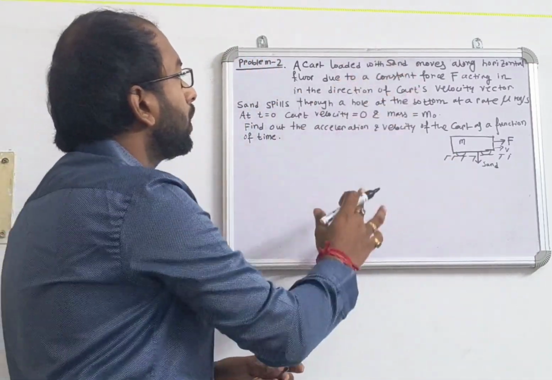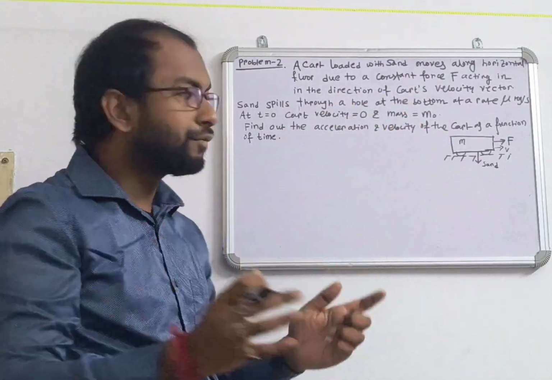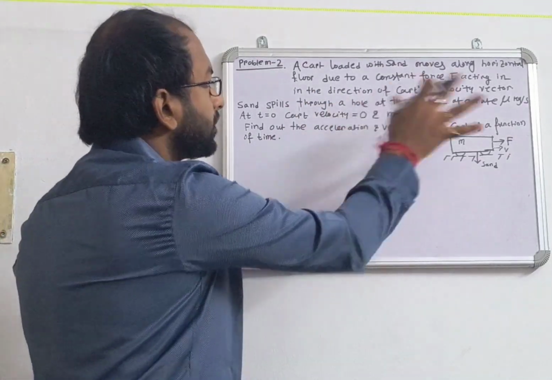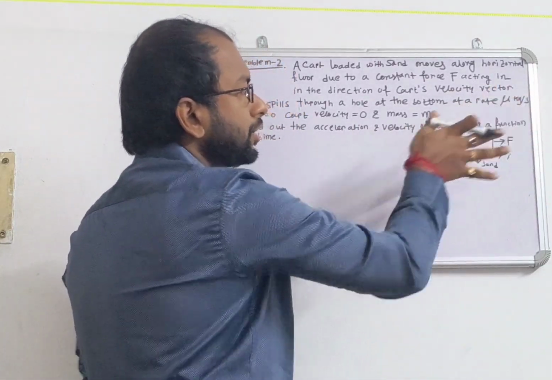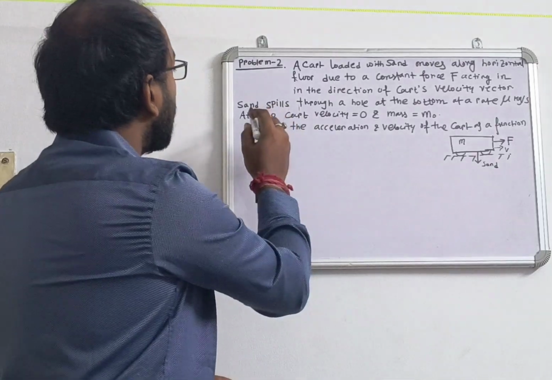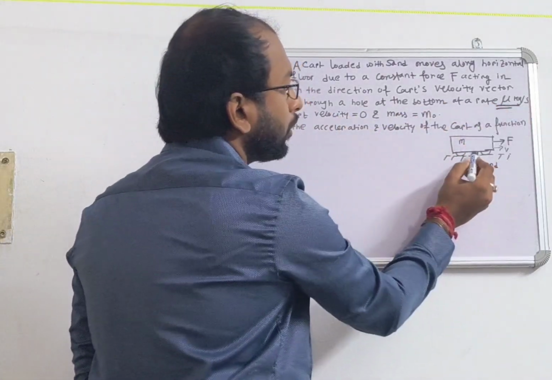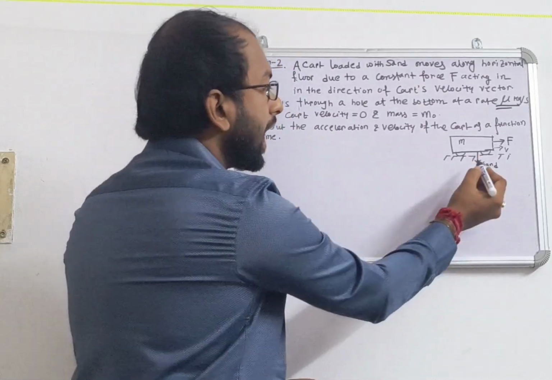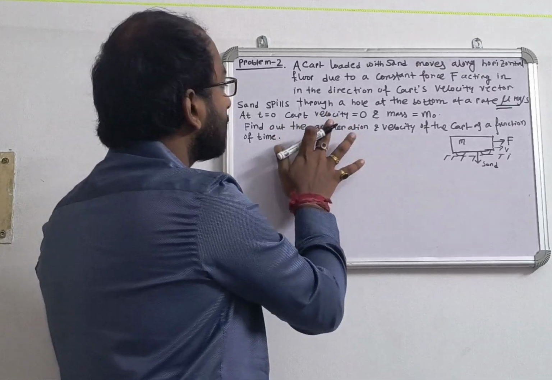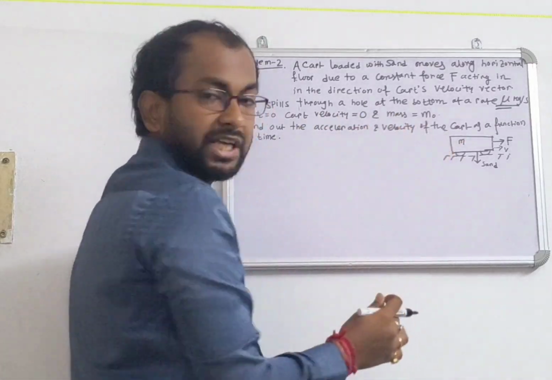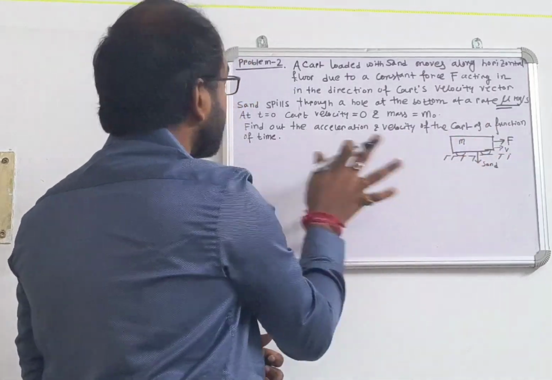A cart loaded with sand moves along a horizontal floor due to a constant force F acting in the direction of the cart's velocity vector. So force is acting in this direction and the velocity of the cart is also in this direction. And sand spills through a hole at the bottom at a rate of mu kg per second. So one hole is there, through it sand is falling down, sand is spilling out. And at t equal to 0 the cart velocity is 0 and mass is m0. Find out the acceleration and the velocity of the cart as a function of time.